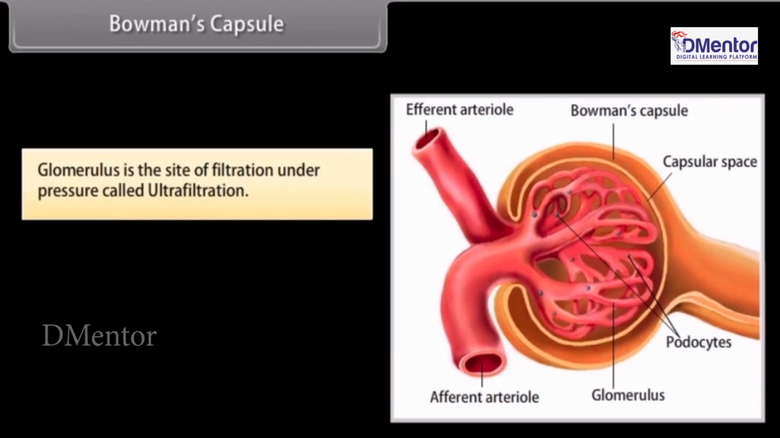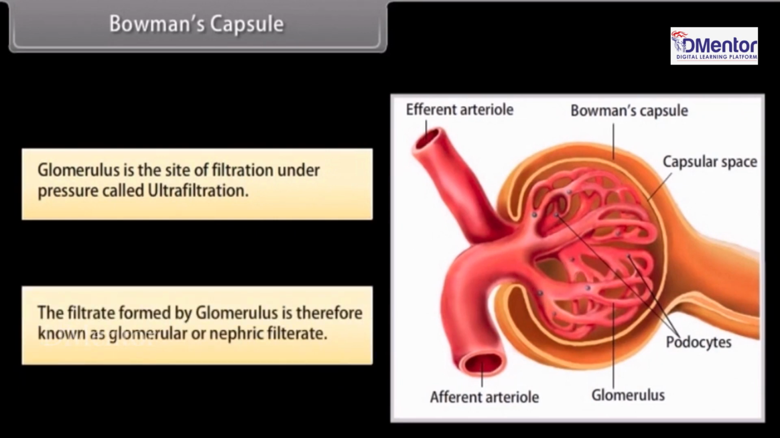The glomerulus is the site of filtration under pressure called ultrafiltration. The filtrate formed by the glomerulus is therefore known as glomerular or nephric filtrate.